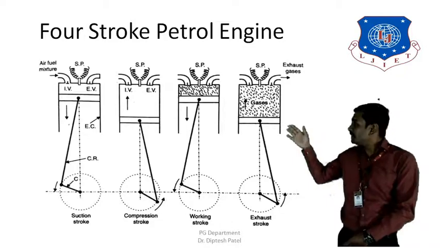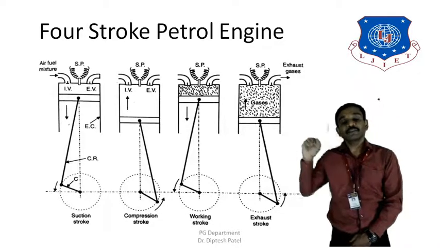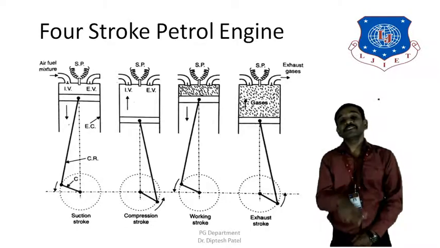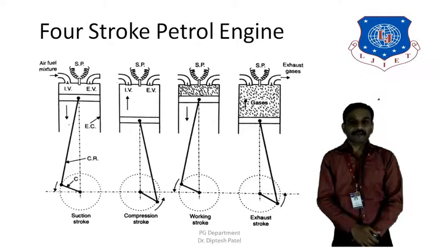So in the third one, you can see the expansion stroke, which occurs due to the pressure of the gases generated in the combustion chamber, and that pushes the piston from top dead center to bottom dead center. That one is known as the power stroke as well. This is the only stroke in which we get the power.